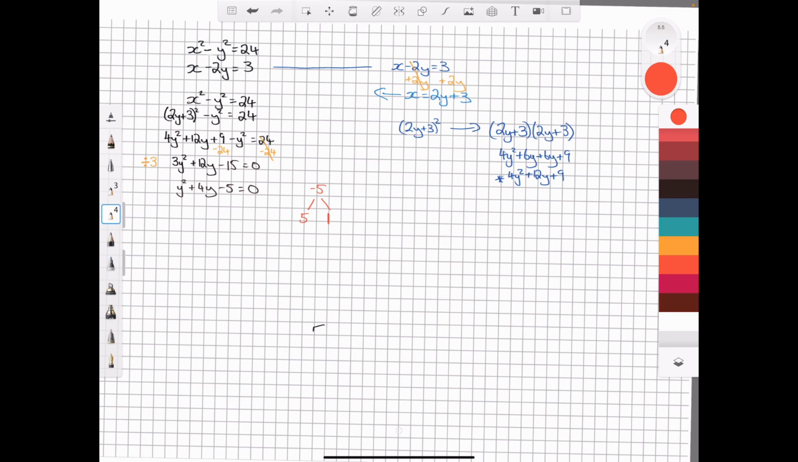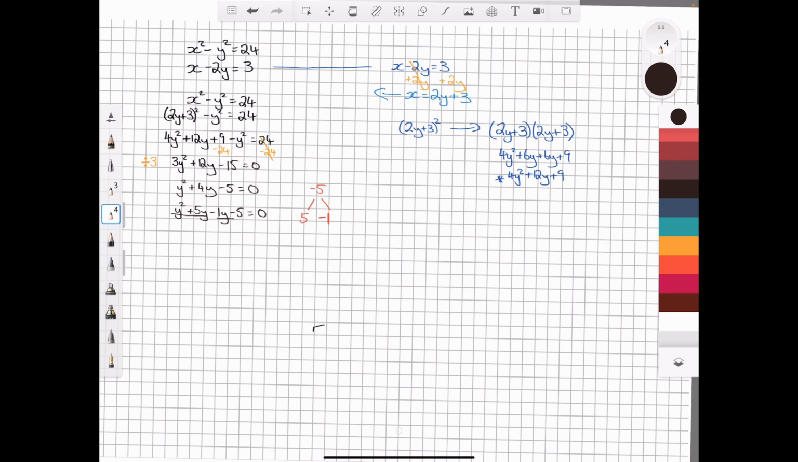And how can we make 5 and 1 become plus 4? Well, if it's a plus 5 and a minus 1, when these two numbers, 5 and minus 1, are multiplied together, you get minus 5. And when you have 5 minus 1, you get 4. So that's what we want. And we rewrite this: y squared plus 5y minus 1y minus 5 equals 0.